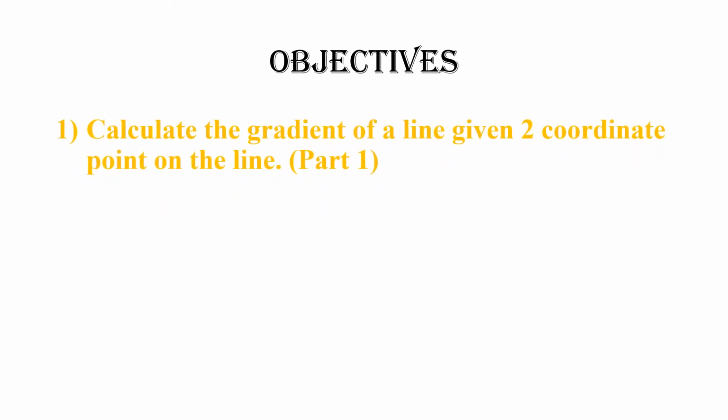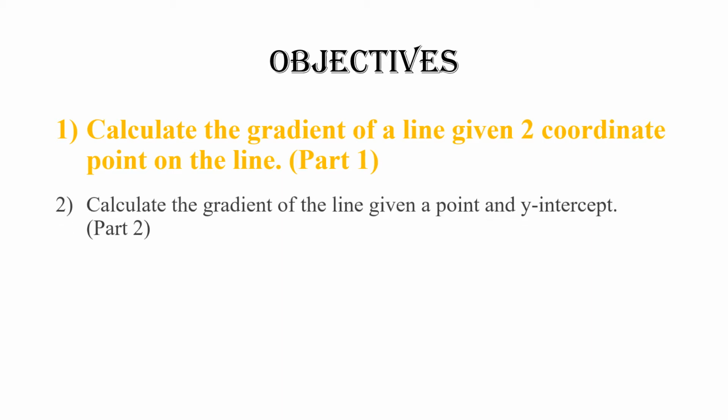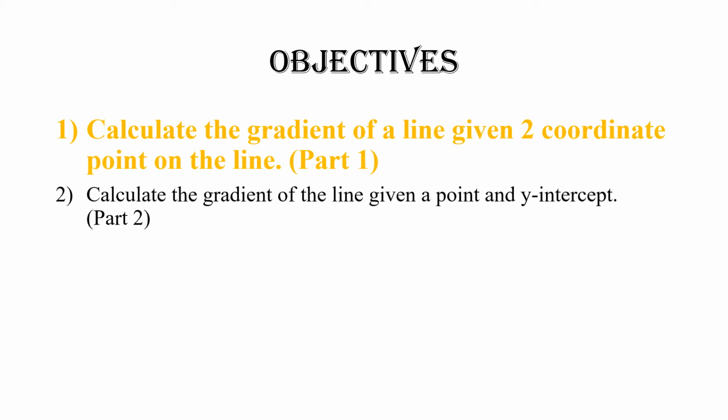Today we're going to be calculating the gradient of a line given two coordinate points on the line. That will be part one. And tomorrow, which will be our part two, we'll look at calculating the gradient of the line when given a y-intercept and a point on that same line.